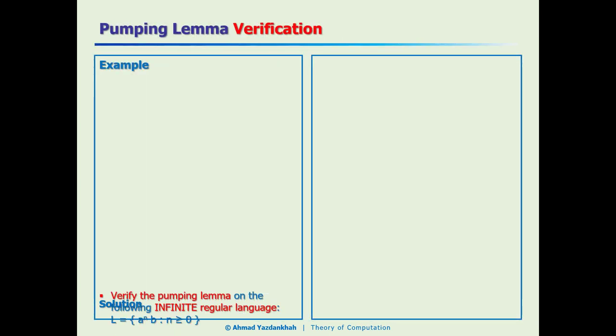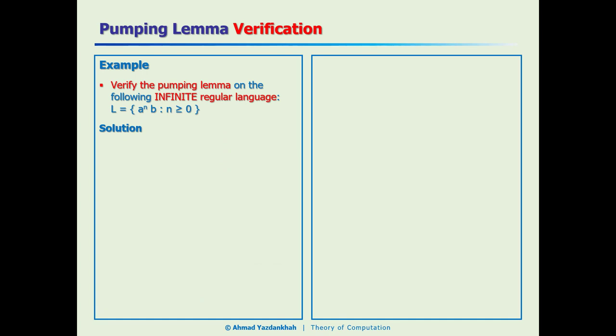Okay, so one more time, I put all of those steps here for your reference. Now let's take some examples and see how the pumping lemma verification works. The language is this, A to the N, B, and N is greater than or equal to 0. We know that this is a regular language and it is an infinite regular language. All right, so the pumping lemma should be applicable to this language. Let's see. So we start from taking an M. Let's take M as 2, 3, but we don't do that. We don't take it as a constant number like 2 or 3. We always take it as M.